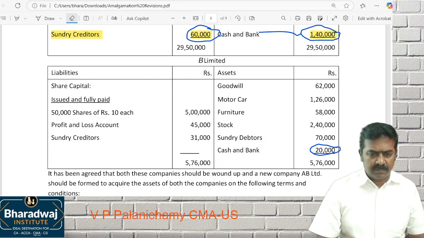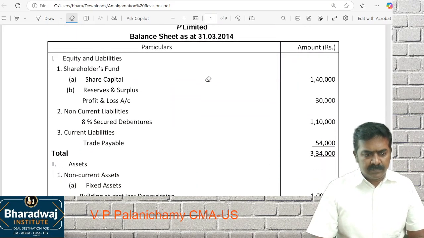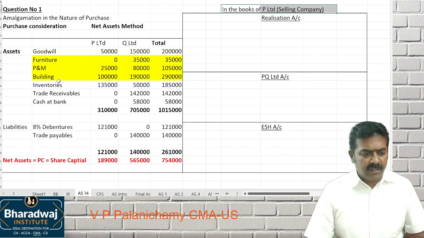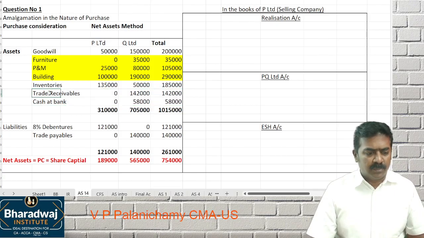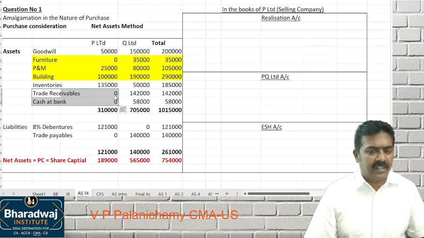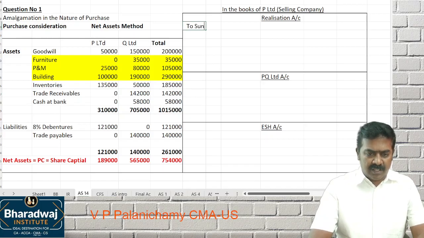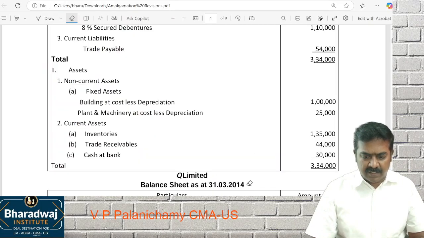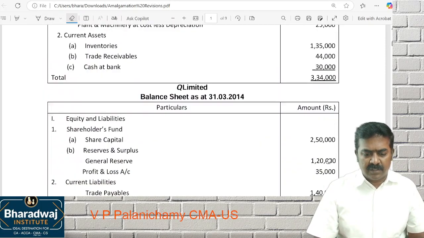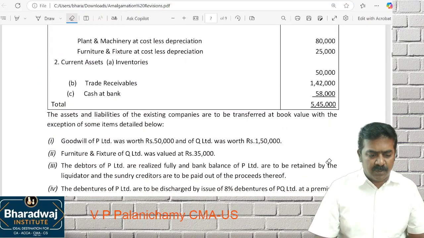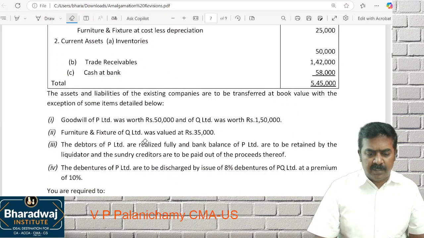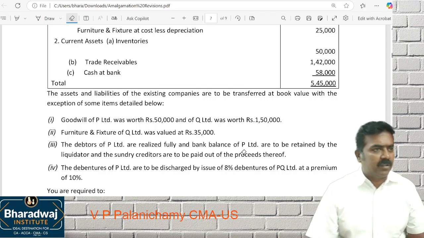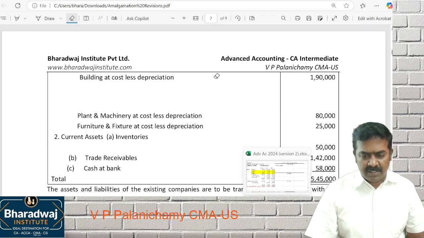Realization account, in the books of P Limited. I hope all the assets and liabilities are taken over, right? Even cash and bank balance is taken over? No. Cash is not taken over, so when posting, it is to sundry assets other than cash. The 3,34,000. Look at what are the things not taken over. Debtors are fully realized. Bank balance is retained by the liquidator. Sundry creditors is paid out of the proceeds.